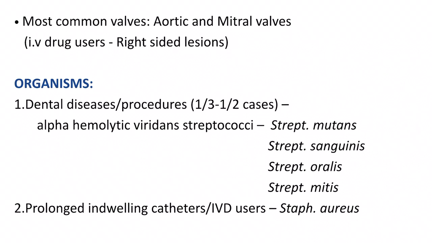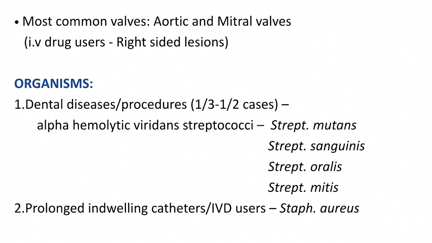Now let us see the organisms which are implicated in the causation of infective endocarditis. The most common cause as a result of which infective endocarditis develops is the dental diseases and the dental procedures. This constitutes around one-third to half of cases of infective endocarditis. And the causative organisms implicated here are the alpha hemolytic viridans streptococci group, which includes a few species like Streptococcus mutans, Streptococcus sanguinis, Streptococcus oralis, and Streptococcus mitis.